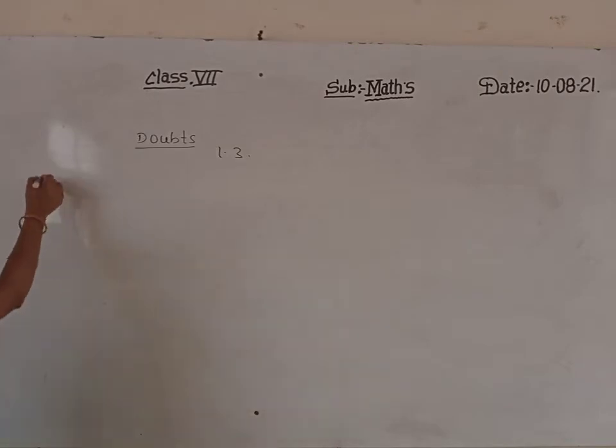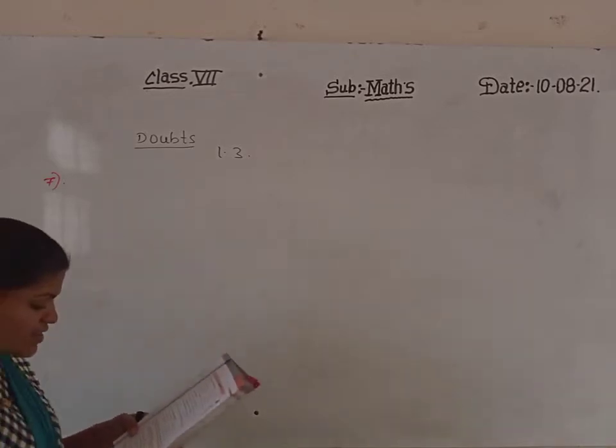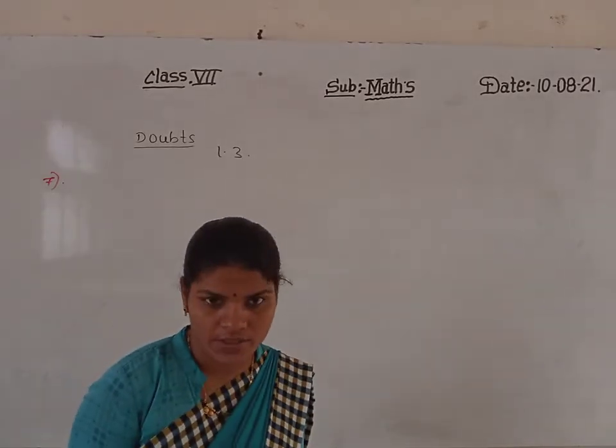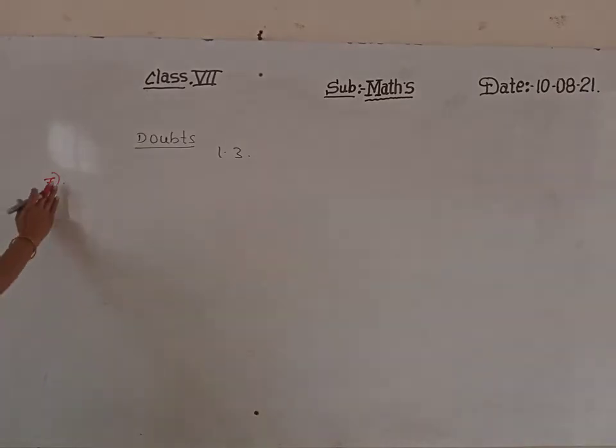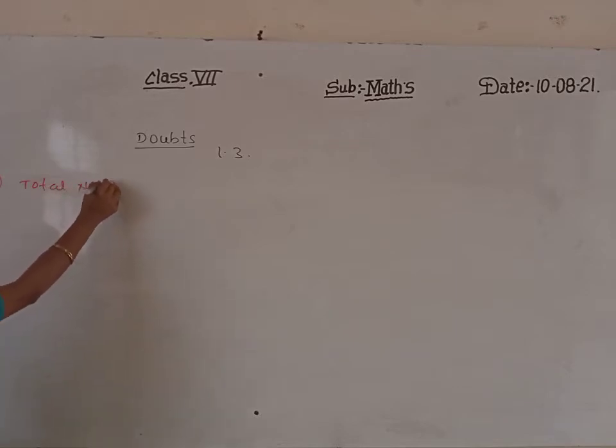What is the 7th question in exercise 1.3? Very interesting it is. In a class test containing 10 questions, how many questions are there totally? 10 questions.